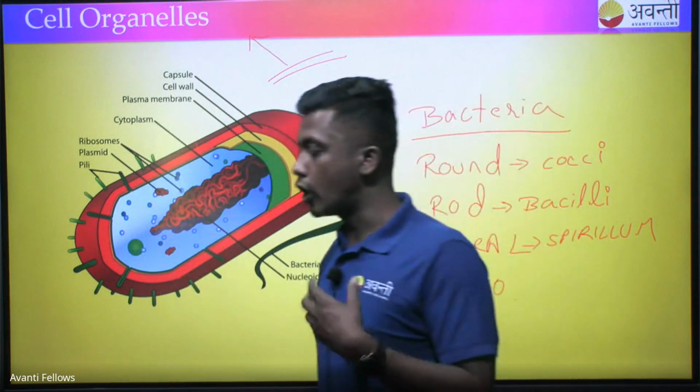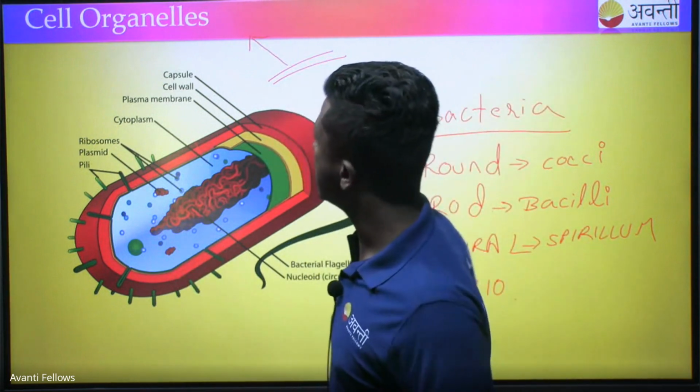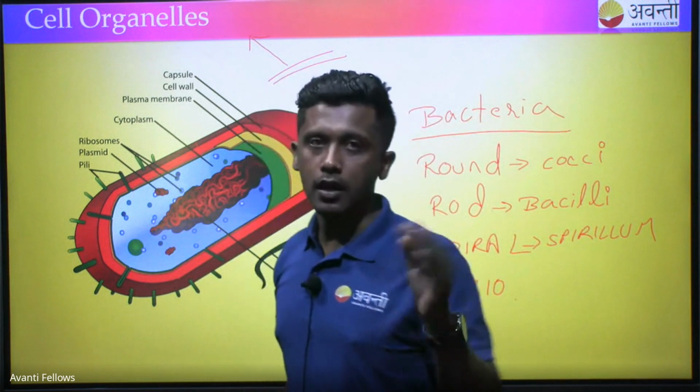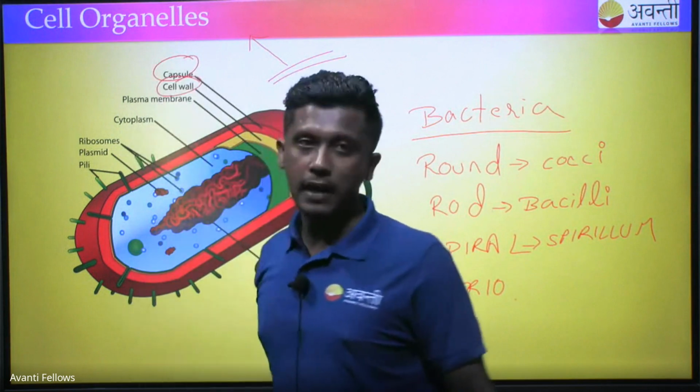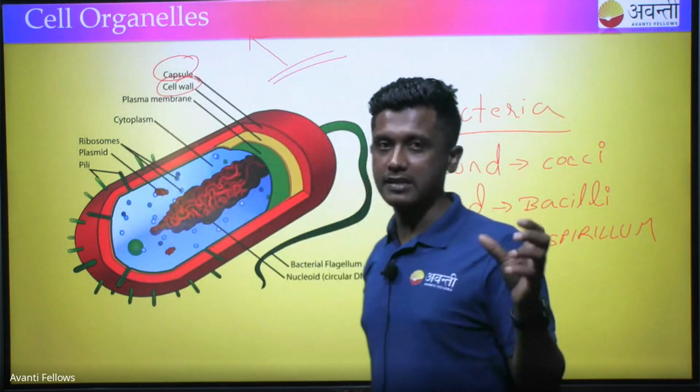So now we're talking about the protective layer in bacteria. It is usually made up of three layers. What it includes: a capsule, a cell wall, and a plasma membrane. So they envelop the entire cell.